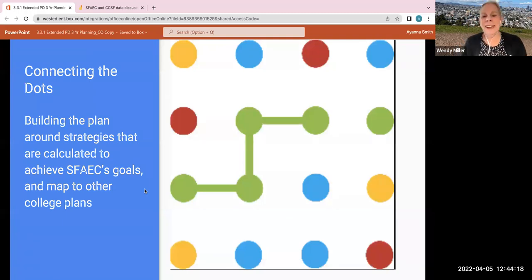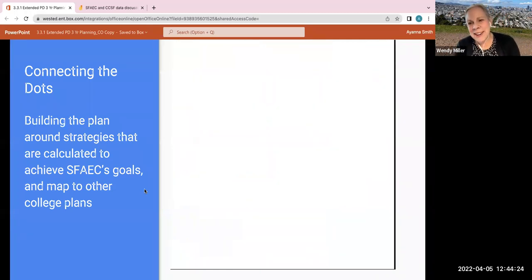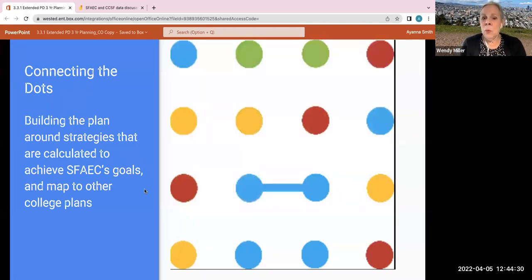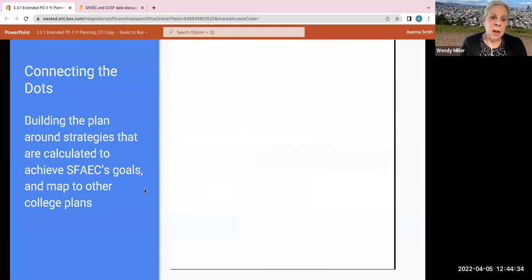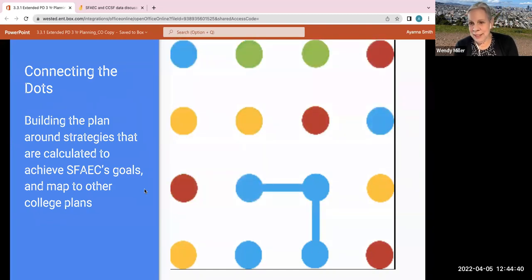So after we had collected all of this data and all of this qualitative input from the people most affected by what we choose to do with our AEP funds and on our planning, we decided to build our plan around the strategies that would actually address the things that we had heard. Next slide, please.